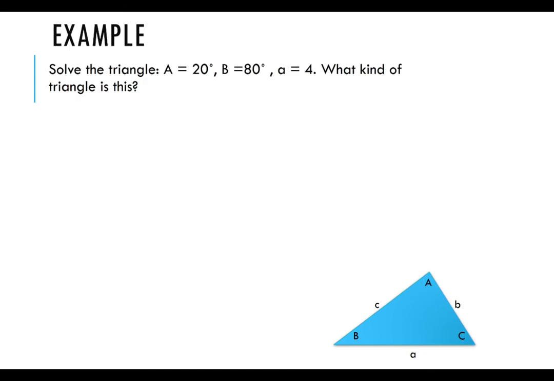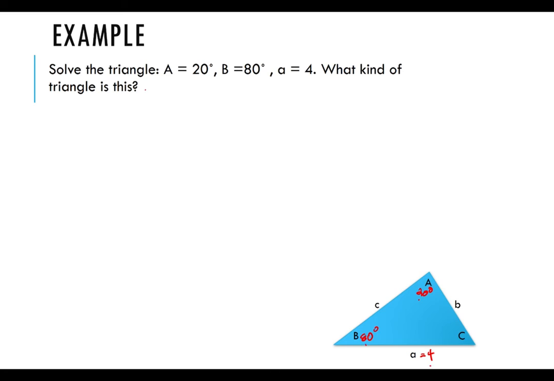So let's actually try this. So we want to solve the triangle. Angle A is equal to 20 degrees, angle B is equal to 80 degrees, side a is equal to 4. So specifically, let's just label this. We know that A is 20 degrees, we know that B is 80 degrees, and we know that side a is 4. And notice that if you start at one location, we have an angle, angle, and a side.